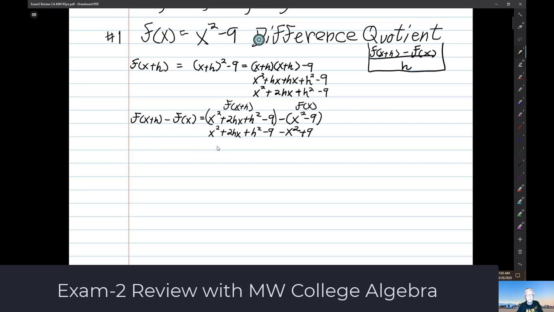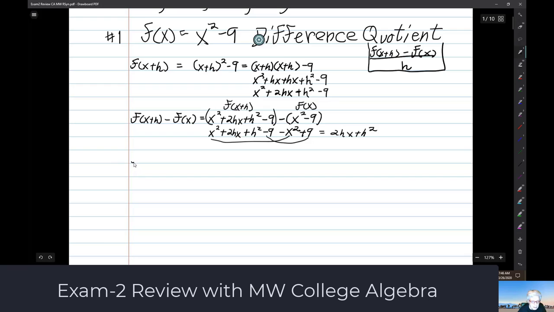So now we combine our like terms. X squared minus x squared is 0, and negative 9 plus 9 is 0. So what we're left with is 2hx plus h squared. See, and the x squareds are gone and the 9s are gone. So 2hx plus h squared, that's what's left.